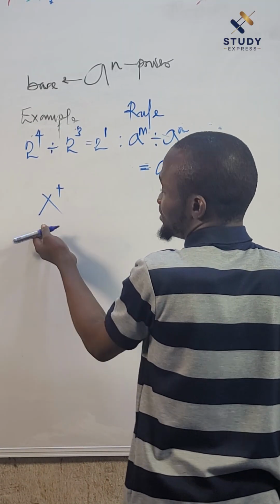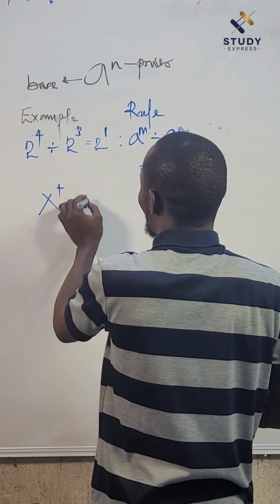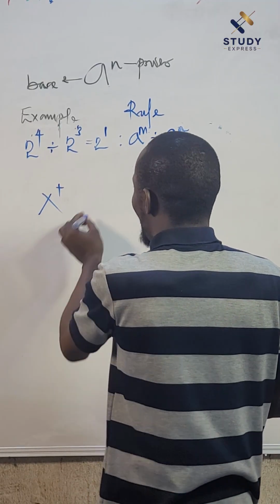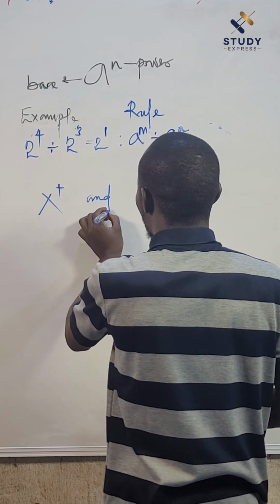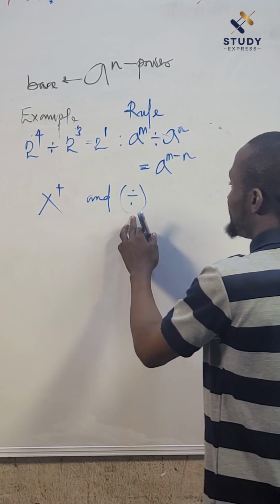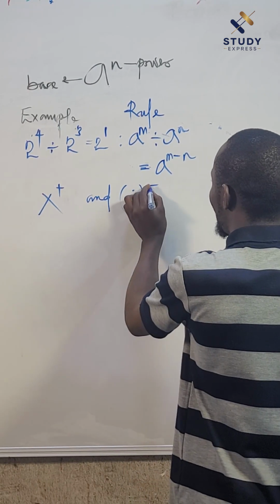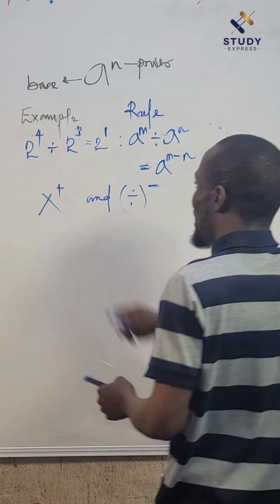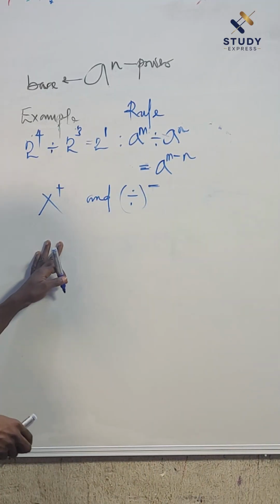In short, we've learned that multiplication of indices of the same base, mind you, of the same base, we add their powers. And here it also shows that whenever we have division of indices of the same base, we subtract their powers.